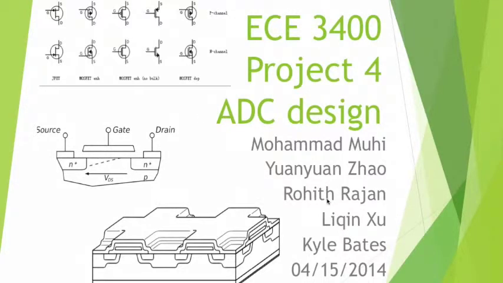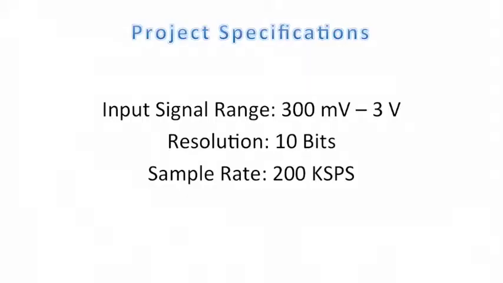Hello there, welcome to our ECE 3400 project for analog to digital converter, or ADC, design for an application of an ultrasound sensor that is used in pulse echo sensing. For our project, we're given three specific specifications, which are input signal range, resolution, and sample rate. The input signal range was from 300 millivolts to 3 volts. The resolution was 10 bits, and the sample rate was 200 kilosamples per second.